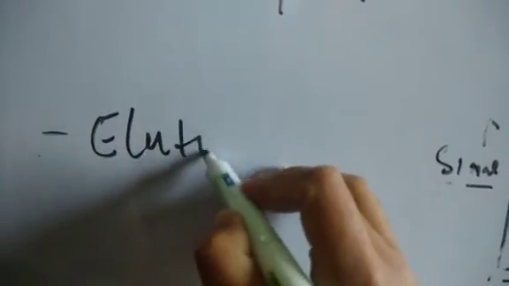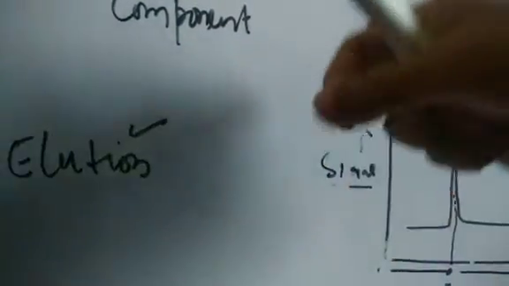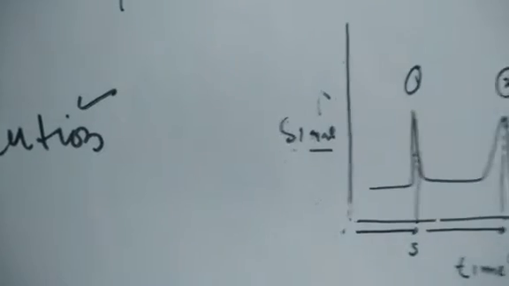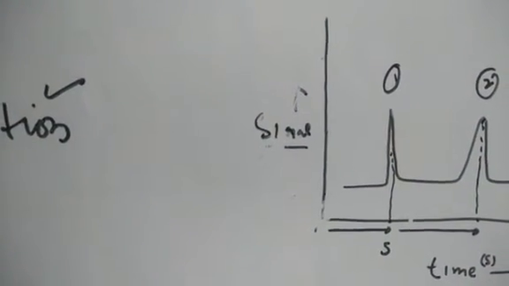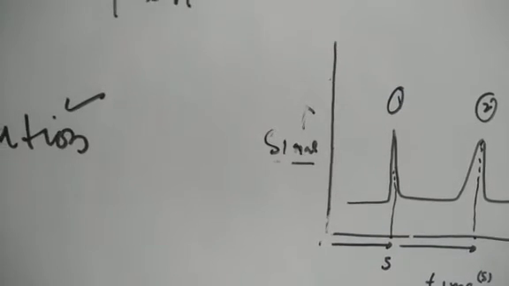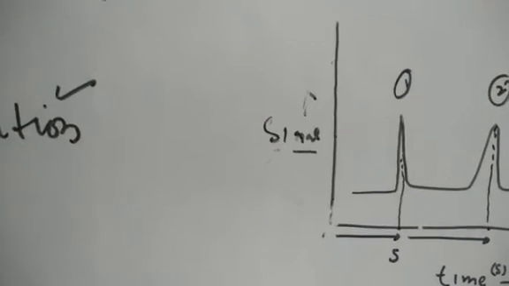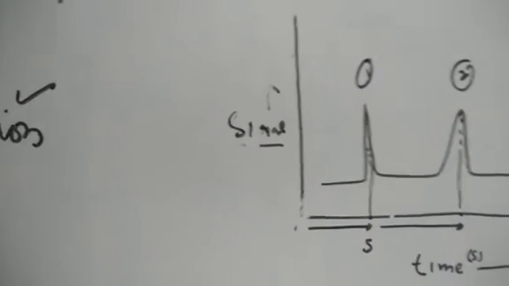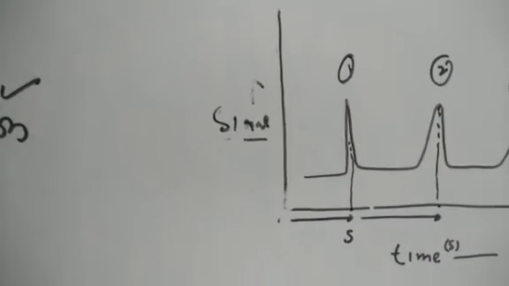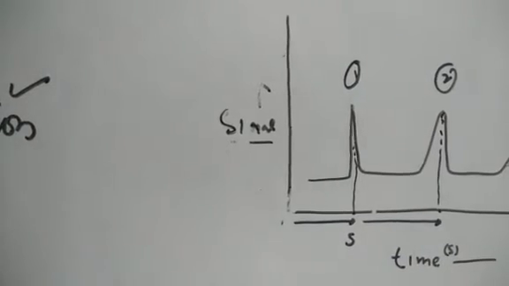So this process is called elution. Elution means you are adding the mobile phase and the chemical sample, and then it comes out from the column. This whole process is called elution. So these are the basic terminologies which we use when we discuss chromatography.